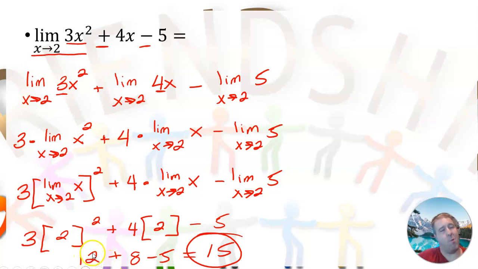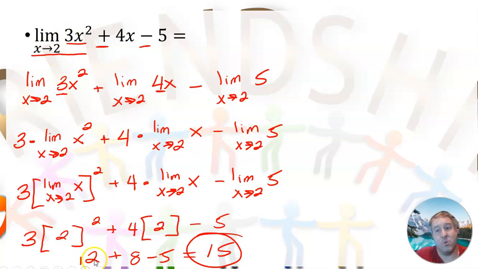Now, I know what you're thinking. Why did I go through all that work? Well, the point of this was to practice the properties. Now let's double check to make sure that 12 is actually correct. If I go back to the original, because there's no indeterminate form here, we don't have anything to worry about, I can just plug and chug. I can plug 2 in for x. 2 squared is 4.